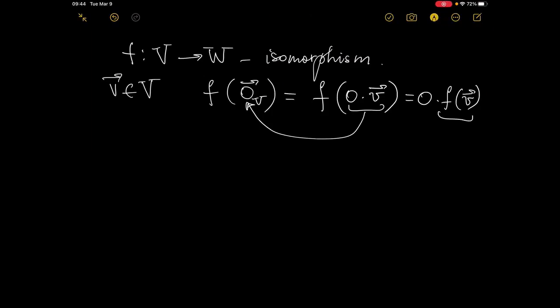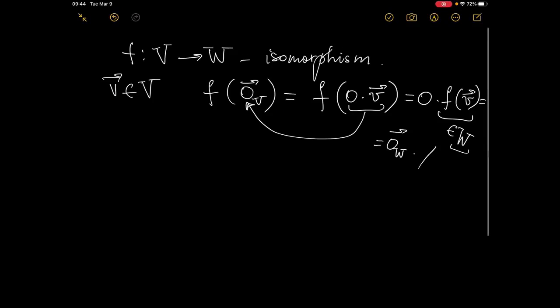But this, by definition of isomorphism, is some vector from the vector space W. It's one-to-one and onto. What is important is onto, which means that all vectors from W are results of application of our map to some vector in V. But then, because any vector multiplied by the zero scalar is a zero vector, we are getting that this will be the zero vector in the W space.